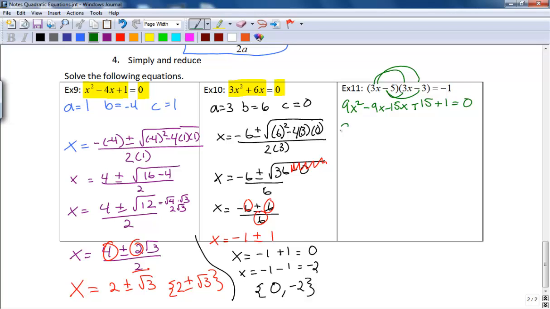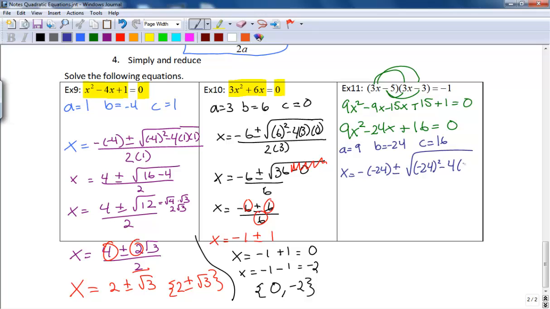Well, combine like terms on the left, you get 9x squared. Well, negative 9 minus 15, two negatives, so you add and keep the sign. You got negative 24x, and 15 plus 1 is plus 16 equals 0. Identify your a, b, and c. A is equal to 9, b is equal to negative 24, and c is equal to 16. Plug it into your quadratic formula. X is equal to negative b, so negative of negative 24, plus or minus the square root of b squared, so negative 24 squared, minus 4 times a, which is 9, times c, which is 16, all over 2 times a, which is 2 times 9.